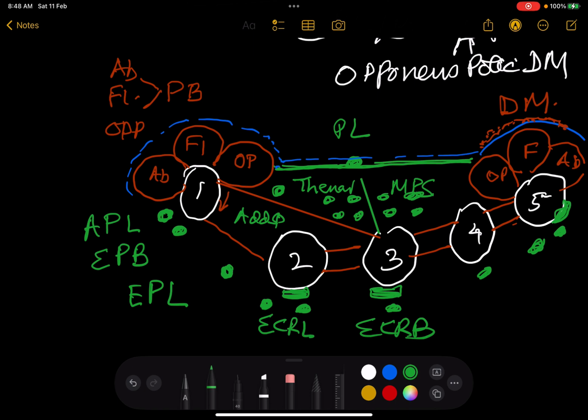So then you have the extensor indicis, the four tendons of the extensor digitorum, and extensor digiti minimi on this side, and extensor carpi ulnaris. So once you learn to draw this diagram, you know the section of the hand and you know the complete anatomy of the section of the hand.